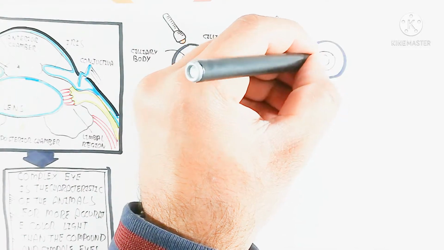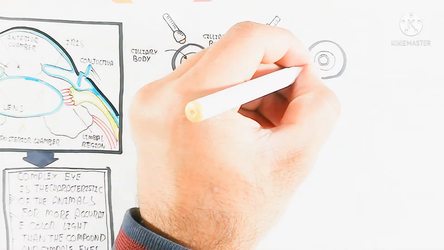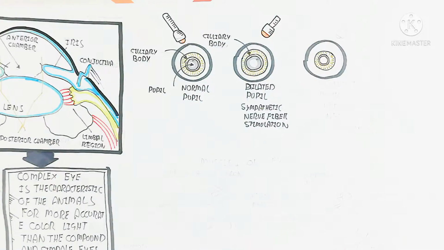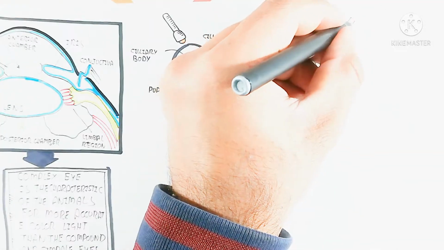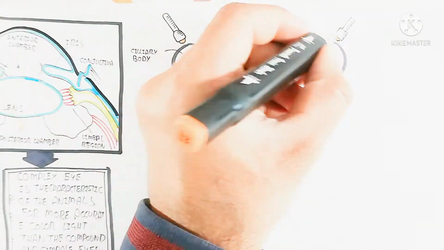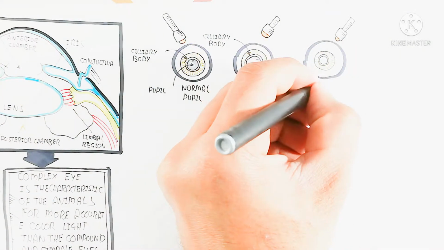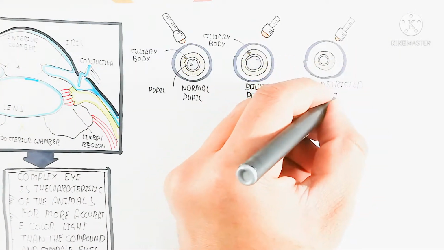While during the constricted pupil, that is the parasympathetic nerve fiber stimulation, and in this way the constriction of the eyes will be less, and that is why the light accommodation will be less and ignoring properties more in the light.